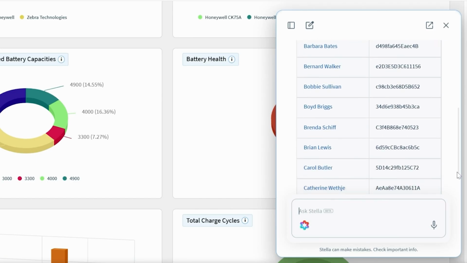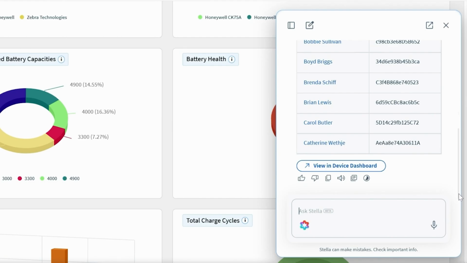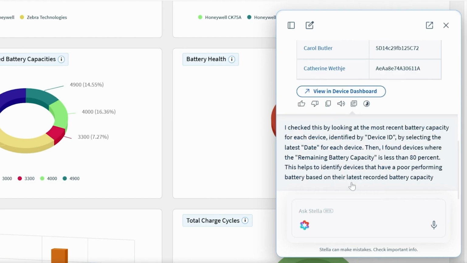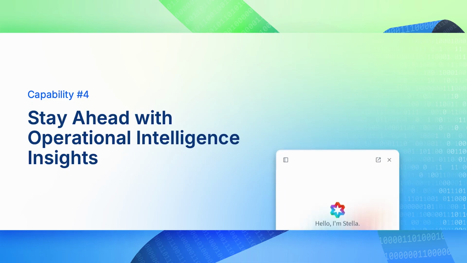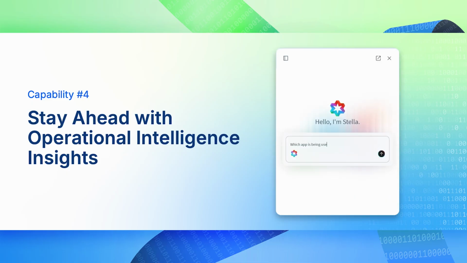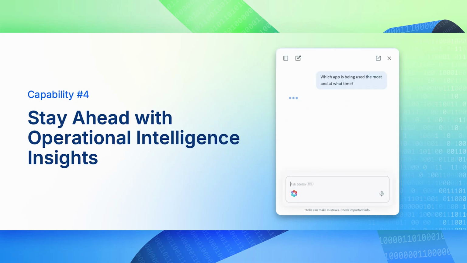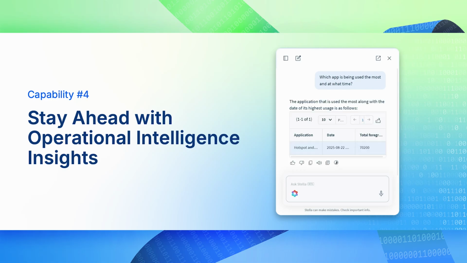And if he's not sure what it did to calculate it, he can always click on the response insights to find out exactly what Stella did to get to that answer. So now he's got that. He can always give a thumbs up or thumbs down. The point here is, with Stella, he can stay ahead with operational intelligence insights. So we're able to ask a lot of questions now about the operations, and our customers are really trying to be proactive rather than just being reactive. So Stella gives them that ability. So that's a little bit about Stella.